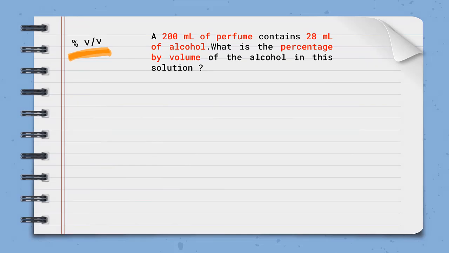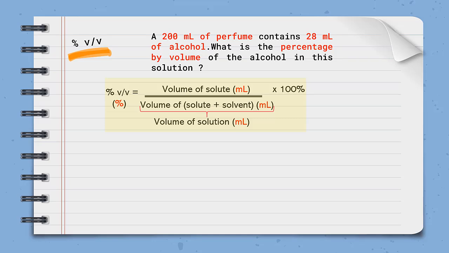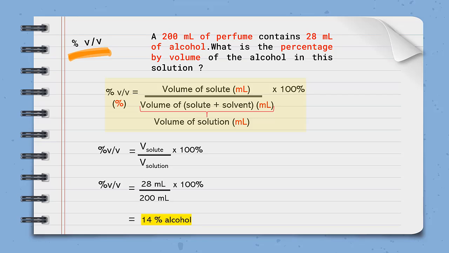A 200 ml of perfume, so everyone knows perfume, right? Contains 28 ml of alcohol. So what is the percentage by volume of the alcohol in this solution? Perfume itself is the solution, and inside the solution we know we have solute and solvent. It contains alcohol, so alcohol is going to be the solute. For the percentage by volume, first you need to take out the formula. We have the volume of solute, and the volume of solution we also have. Then simply substitute the value, and lastly you're going to get 14% of alcohol. Very simple.